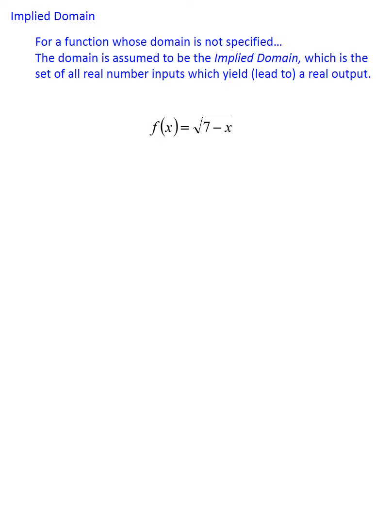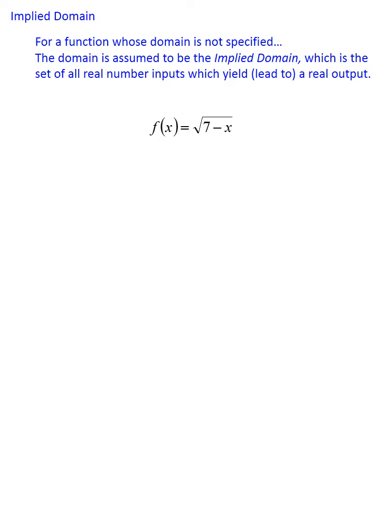Now, unfortunately, there's no procedure for finding the implied domain. One simply has to think to oneself, what numbers could I plug in for x? Can I plug in 1 for x? If I plug in 1, do I get a real answer? Well, yes, if I plug in 1 here, I get radical 6. That's some decimal, but it is a real number. Can I plug in 3 here? Absolutely. Because if I plug in 3, I get radical 4, which is 2, and that's a real number.